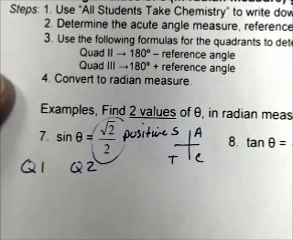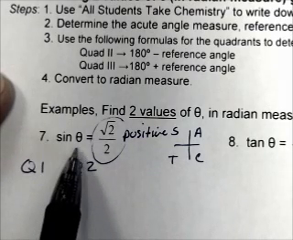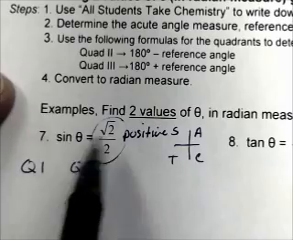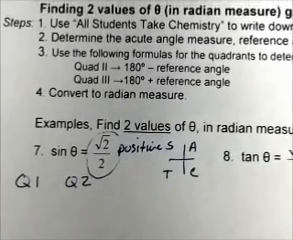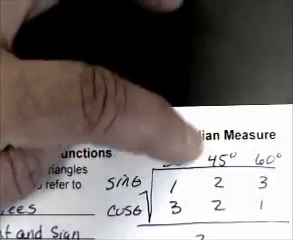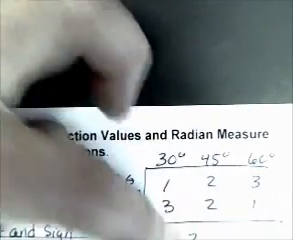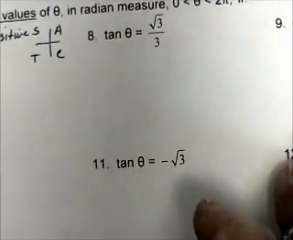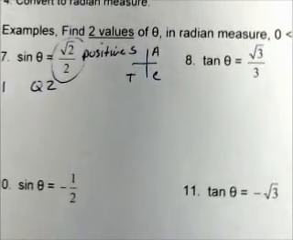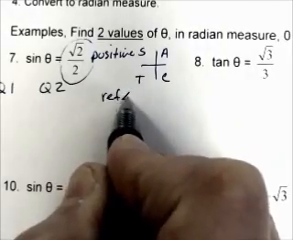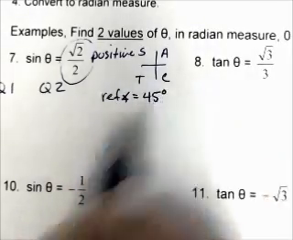Okay, well what special angle, a 30, 45, or 60, has a sine value of square root of 2 over 2? Let's look back up. A 45-degree angle has a sine value of square root of 2 over 2. So our reference angle is 45 degrees. All right, this is our acute angle.